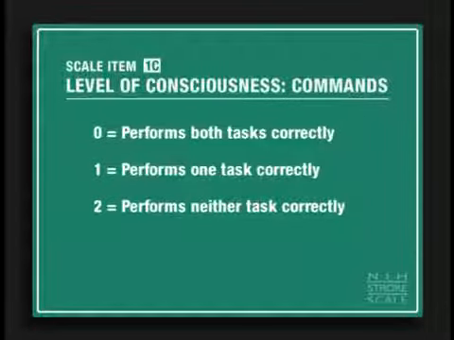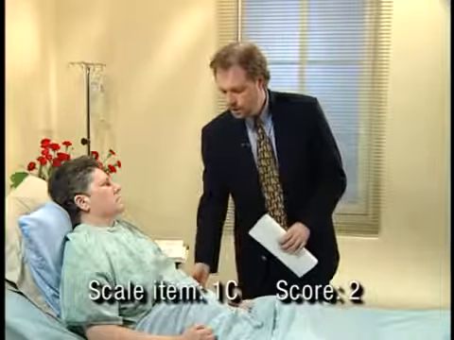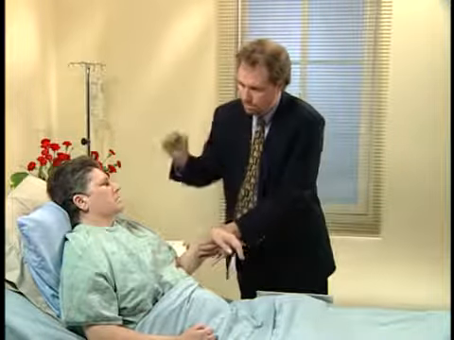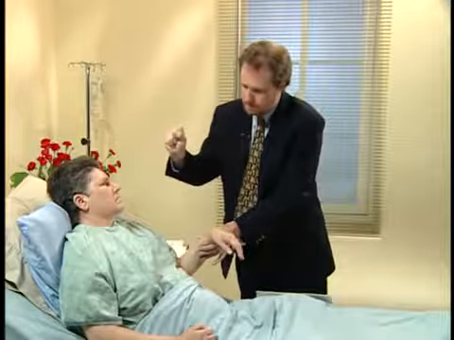Score a 2 if neither task is performed correctly. Now I want you to take your hand and I want you to make a fist. I want you to make a fist. I want you to close your eyes. A 2 is scored for patients with a comprehension deficit and who perform incorrectly.